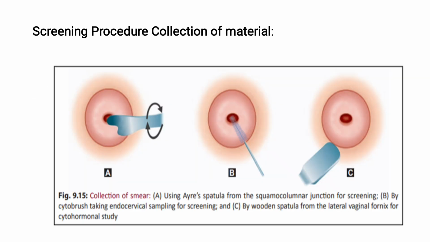So first one, screening procedure, collection of material. So in collection of smear, in picture A you can see using Ayre's spatula from the squamo-columnar junction for screening. In picture B, by cytobrush taking endocervical sampling for screening. And in picture C, by wooden spatula from the lateral vaginal fornix for cytohormonal studies. So these are the three ways we are collecting the material for screening procedure.